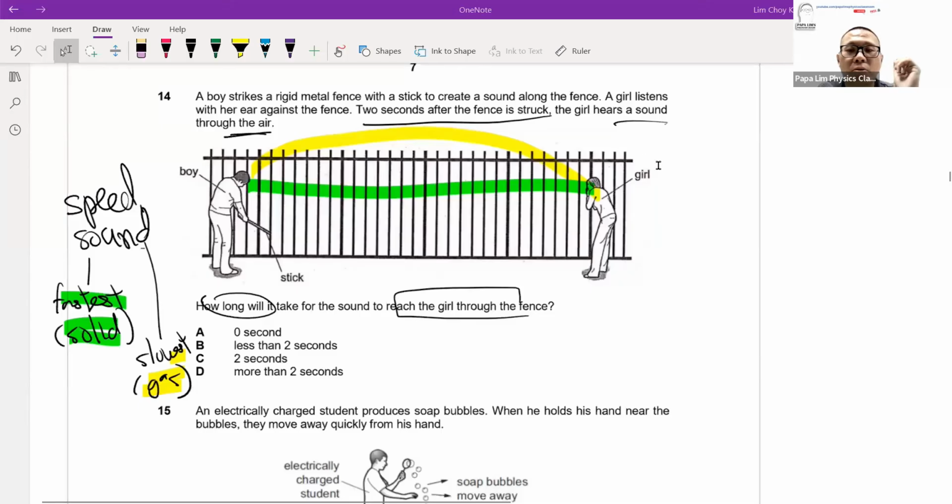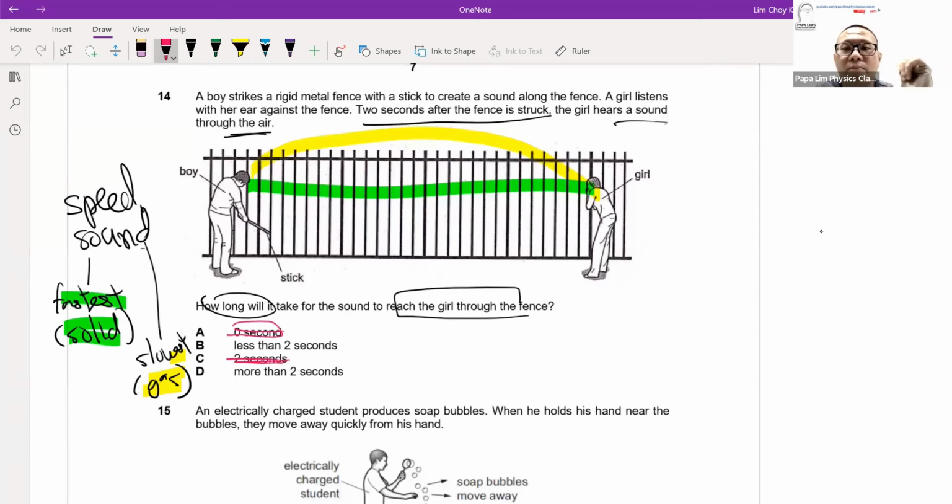The moment the boy strikes the fan is what we call time zero. The girl will definitely hear a sound through the fan, the solid itself. But of course there will be a time delay. It's not immediate, so the girl will not hear the sound straight away through the fan. It will not be 0 seconds. It will also definitely not be 2 seconds, because 2 seconds later the girl hears the sound through the air. And we know that through the air is the slower path.